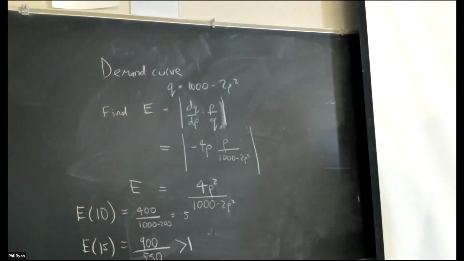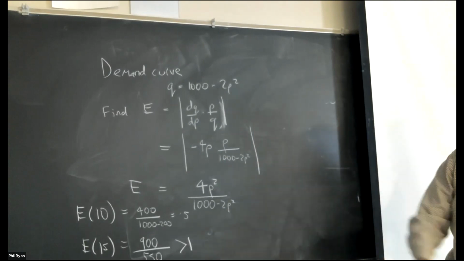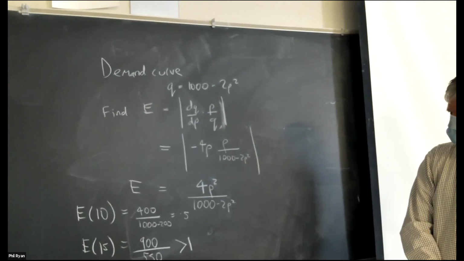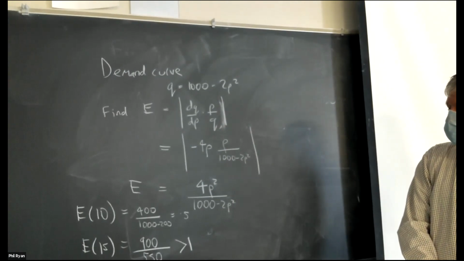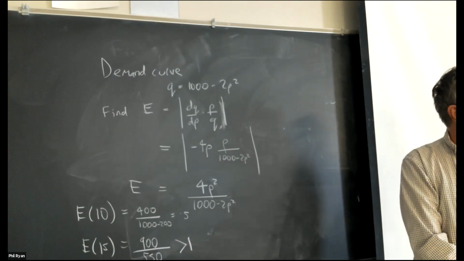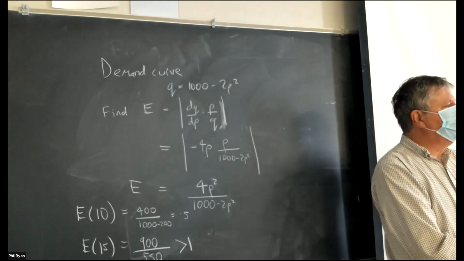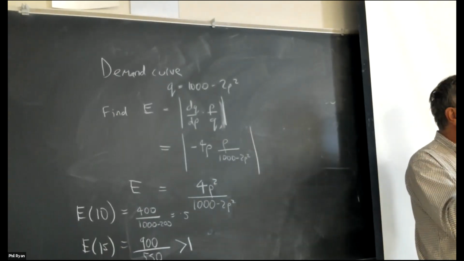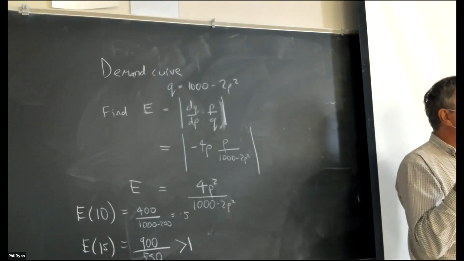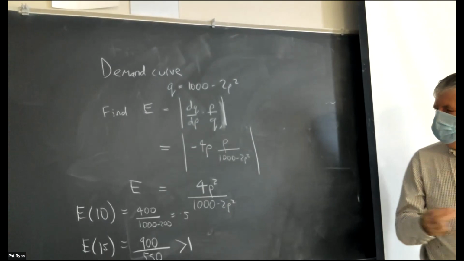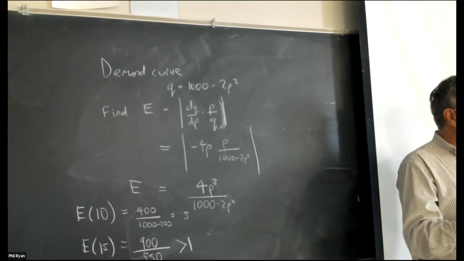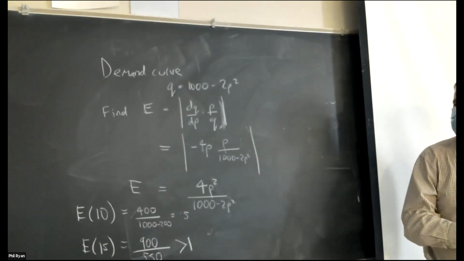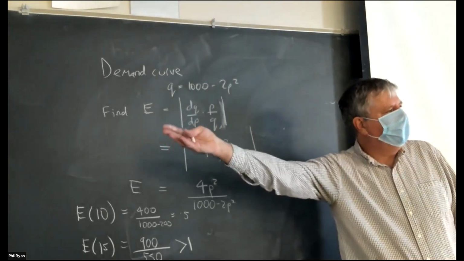Okay, so we see that at $10, our good is inelastic, and at $15, our good is elastic. So this again just emphasizes the fact that elasticity not only depends upon the good, it depends upon what the price of the good is. Every good becomes inelastic if it's cheap enough, and every good becomes elastic if it's expensive enough.